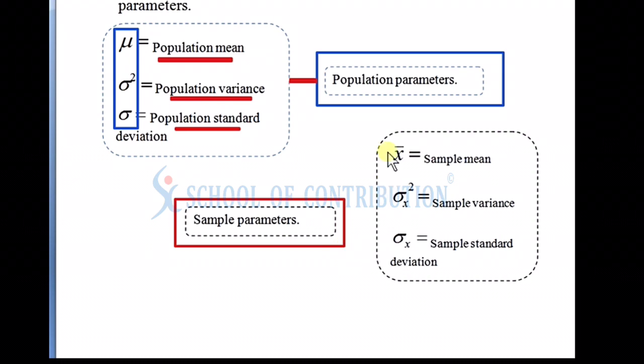Sample parameters, these are the three sample parameters. First one is sample mean, referred to by x bar, second one is sample variance, referred to by sigma x square, third one is sample standard deviation, referred to by sigma x.